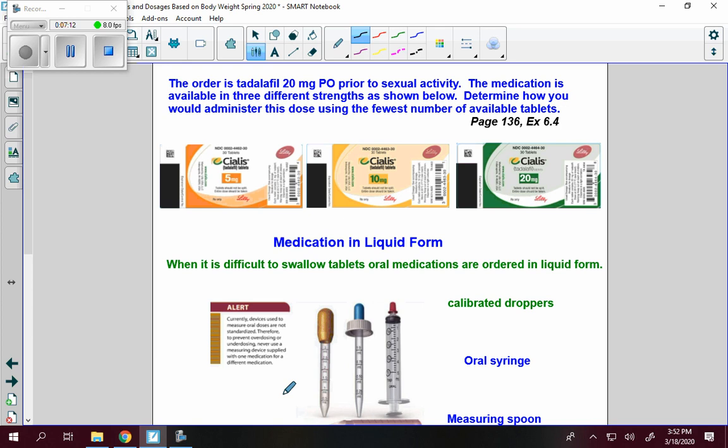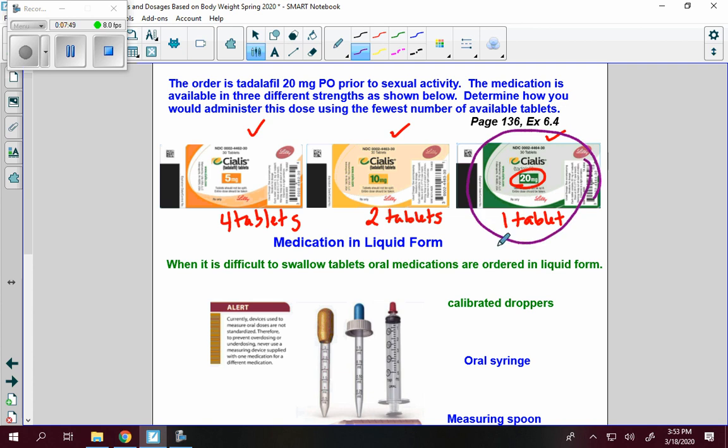This next one says the order is Tadalafil 20 milligrams by mouth prior to sexual activity. The medication is available in 3 different strengths as shown below. Determine how you would administer this dose using the fewest number of available tablets. So your patient needs 20 milligrams. If you use this one, they would need 4 tablets, right? Because that's 5 milligrams. If they need this one, it would be 2 tablets to get to 20 milligrams. And if you use this one, it's a 1 dose of 20 milligram tablets. So I just need 1 tablet. 1 tablet has 20 milligrams. So in fact, the fewest number, you would say you would administer this one.